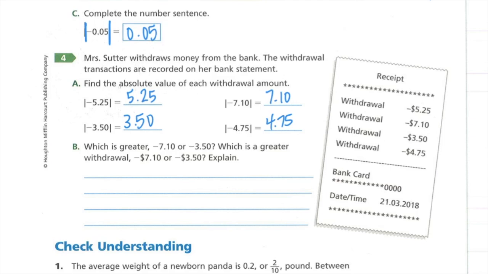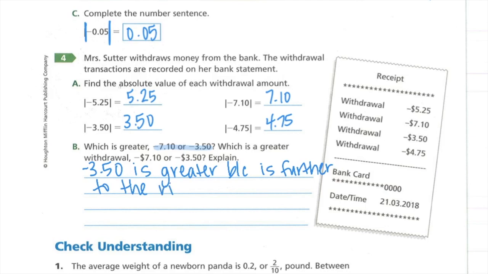Which is greater, negative 7.10 or negative 3.50? Which is a greater withdrawal? Explain. Okay, so this is asking two different questions. At first, it just asks which one of these numbers is greater. Well, the greater one would be the one closer to 0 or the one on the right. So negative 3.50 is greater because it's further to the right on the number line.